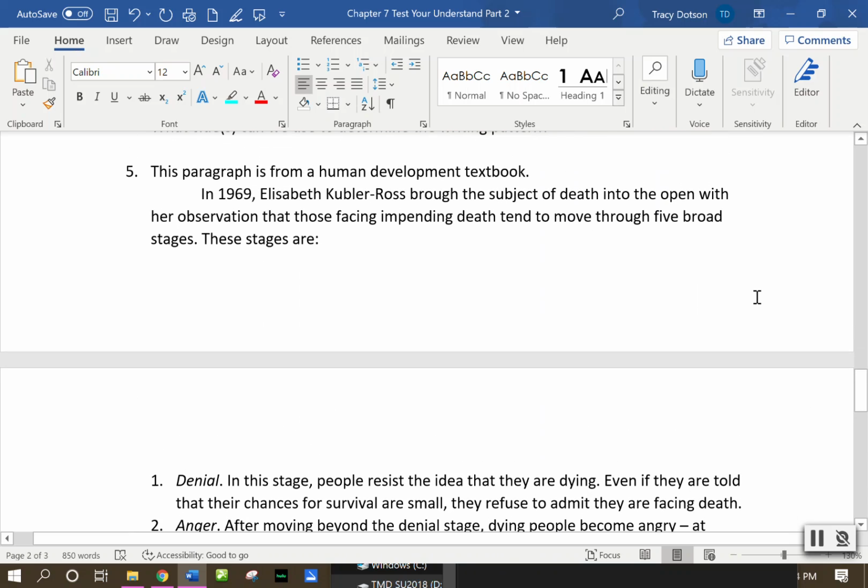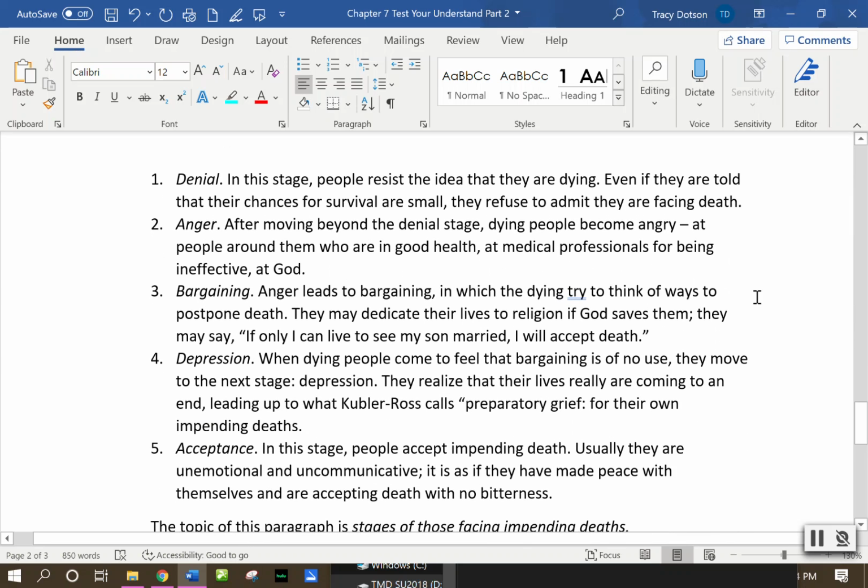And then finally, number 5 comes from a human development textbook. In 1969, Elizabeth Kubler-Ross brought the subject of death into the open with her observation that those facing impending death tend to move through 5 broad stages. These stages are: 1, denial. In this stage, people resist the idea that they are dying. Even if they are told that their chances for survival are small, they refuse to admit they are facing death. 2, anger. After moving beyond the denial stage, dying people become angry at people around them who are in good health, at medical professionals for being ineffective, at God.